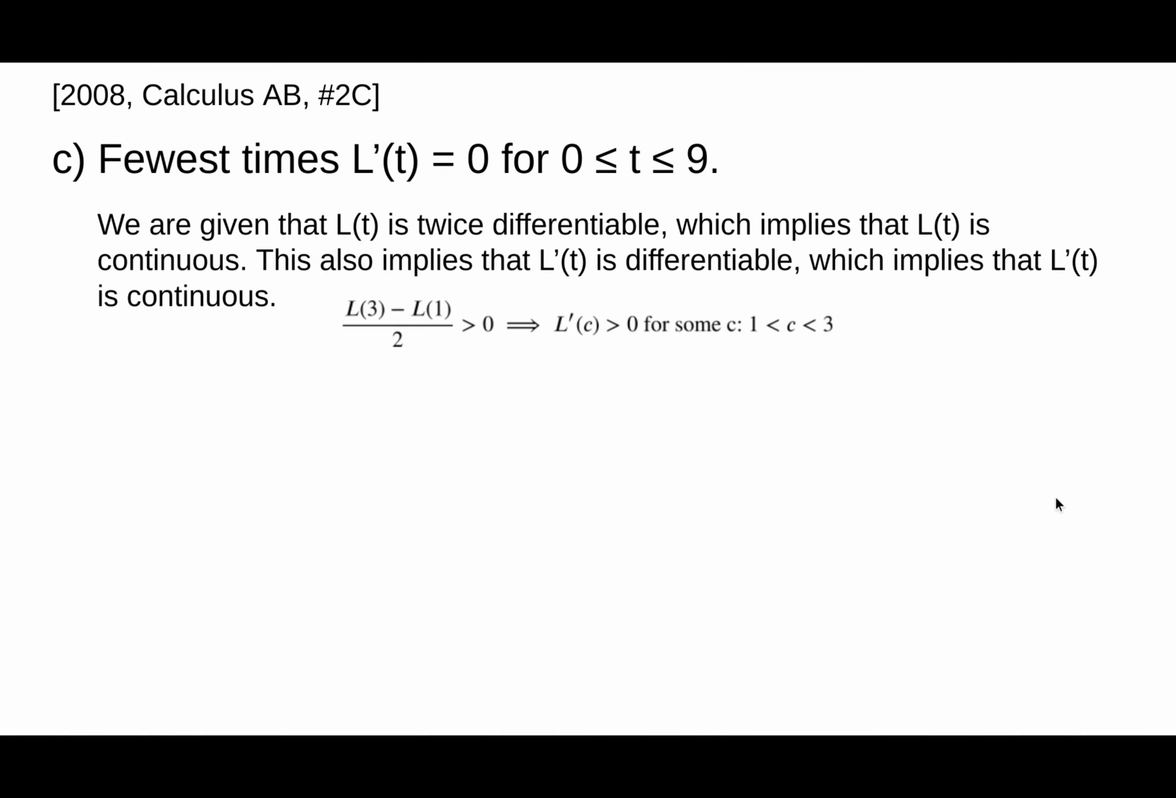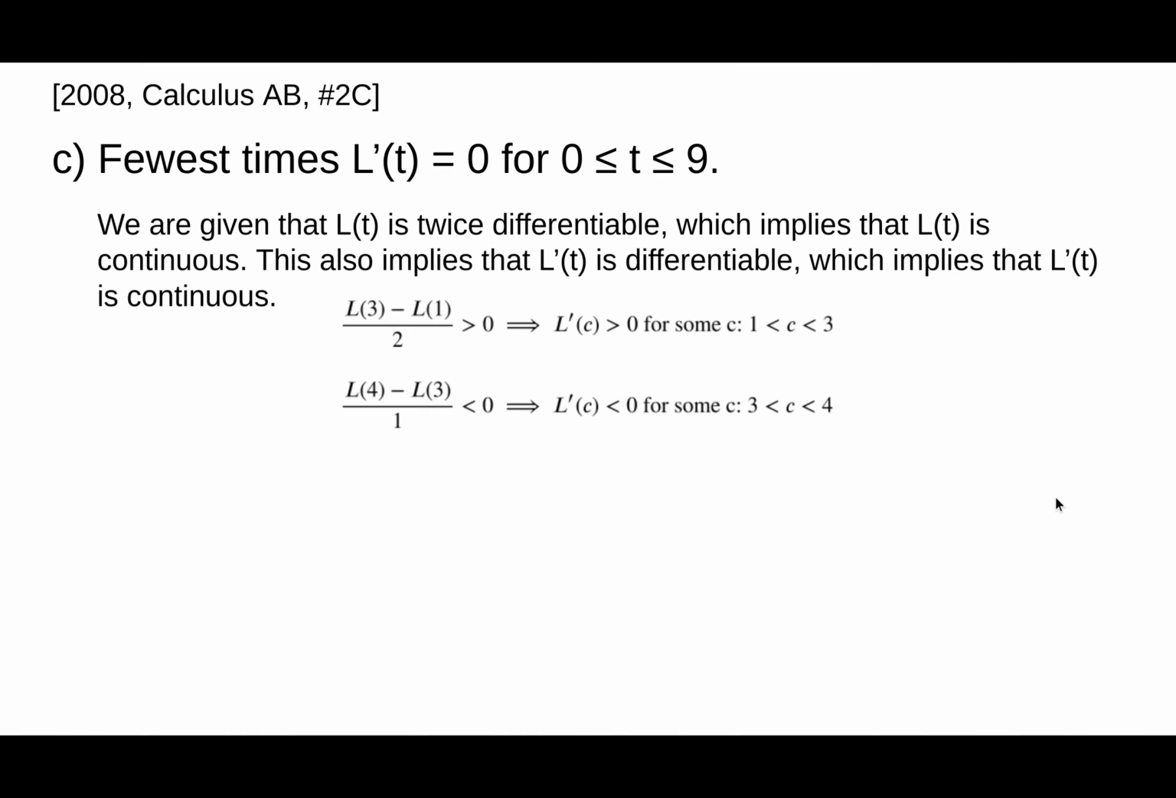All right, and the way we use this is because that average rate of change is positive and L prime is continuous, as well as L, we know that somewhere in the interval from 1 to 3, L prime of C is also positive. Right, so that is an application of our mean value theorem for derivatives. Because it's continuous, we know somewhere in the middle there's a value with that exact value as its derivative. Right? Now we can do the next interval.